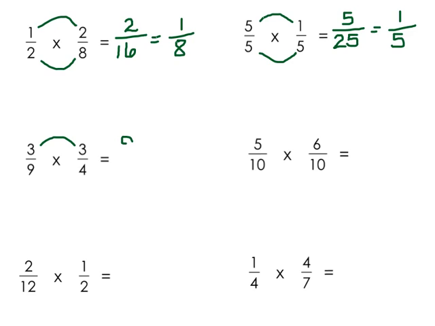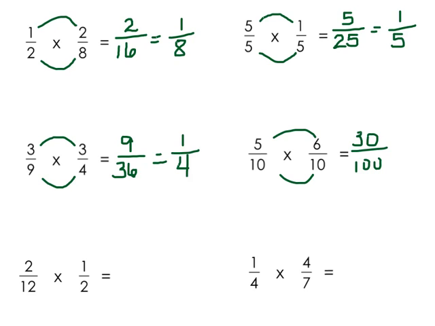3 times 3 is 9. 9 times 4 is 36. Oh, I do know that 9 times 4 is 36, so I could divide by 9s. 9 divided by 9 is 1, and 36 divided by 9 is 4. Next I have 5 times 6, and that is 30. And I have 10 times 10, which is 100. I can divide by 10s and get 3/10.